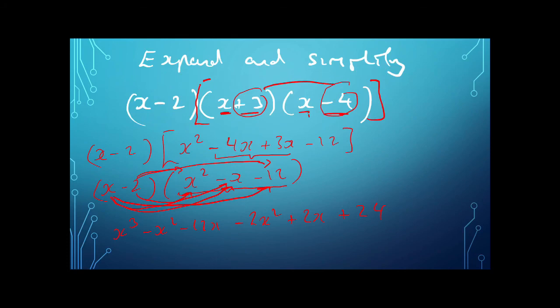Let's add the like terms together. So we've got x cubed. We have a negative x squared adding to a negative 2x squared, which gives us negative 3x squared. We have negative 12x add 2x, which gives us negative 10x. And we have at the end positive 24.